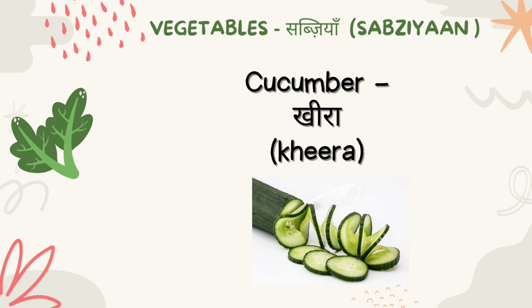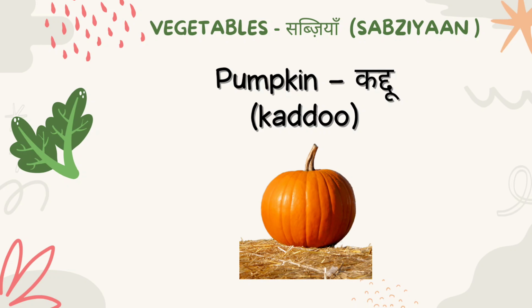Our first vegetable is the cucumber. In Hindi, we say kheera. Can you say kheera with me? That's great. I will repeat this. Cucumber, kheera, cucumber, kheera. Next we have the pumpkin.